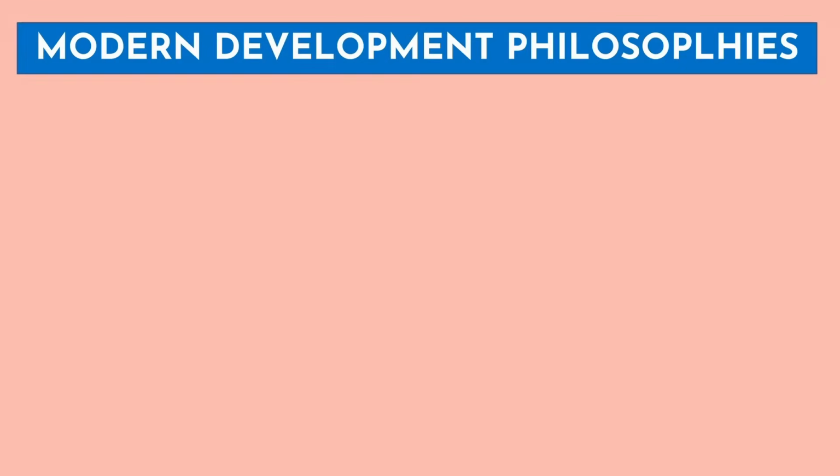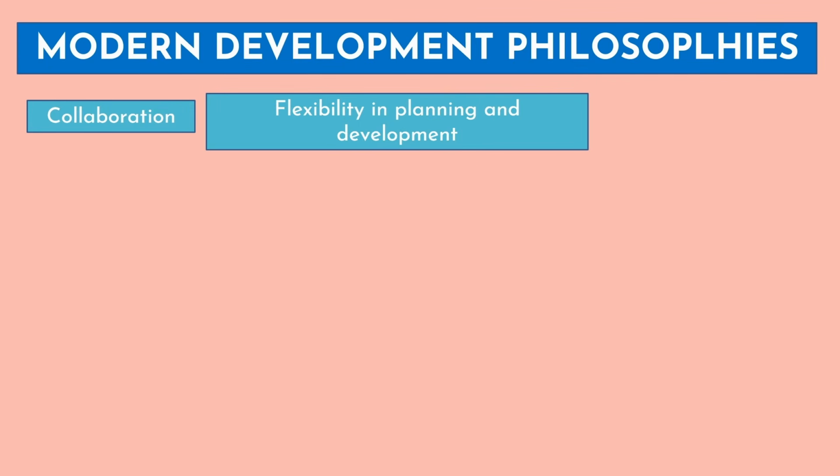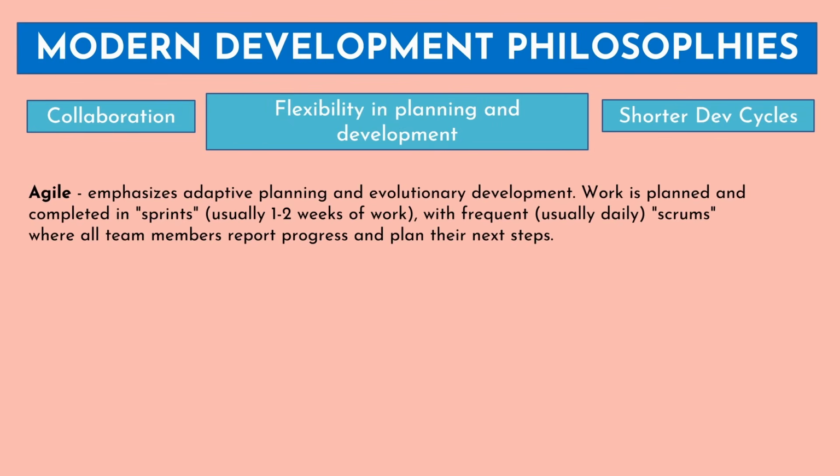Then agile, continuous integration and development, it all comes into the picture. So modern development philosophies work and emphasize mainly on collaboration between different teams and individuals. It emphasizes flexibility in planning and development rather than just executing the tasks. And it emphasizes shorter dev cycles.